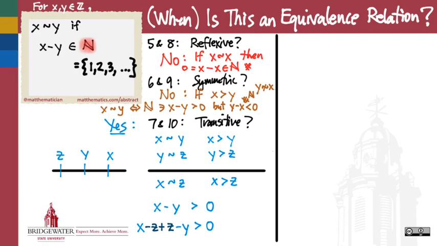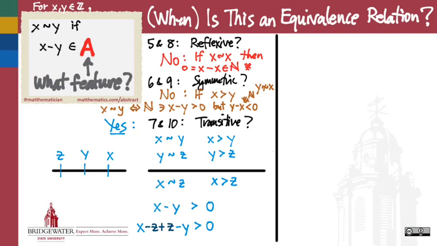But I want to give your groups the rest of today's class to begin the exploration of the general question and try to come up with the idea of what we need to be true about set A. What feature must A have in order to guarantee that your property, reflexive, symmetric, or transitive, actually holds in general?